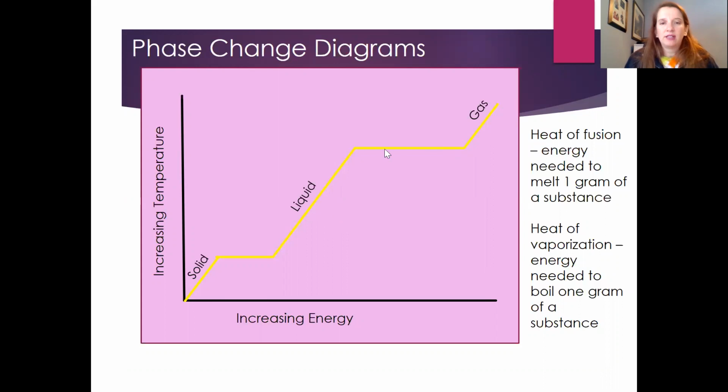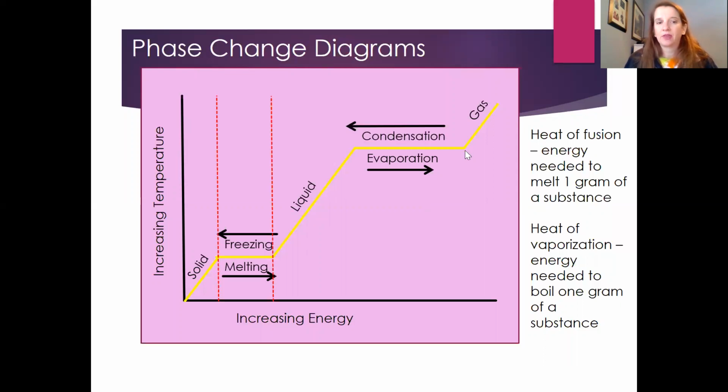Now, these horizontal lines here, those represent your phase changes. So when you go from solid to a liquid, you're going to have your melting. Going from liquid to solid is your freezing. Looking up here between the liquid and the gas, going from liquid to gas, we have evaporation. Going from gas to liquid is called condensation.